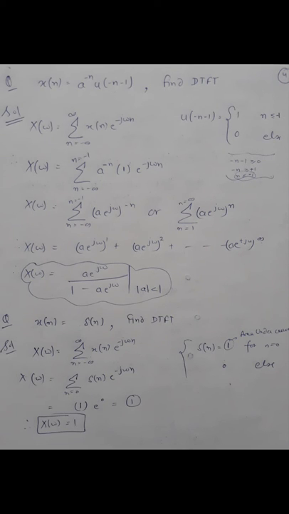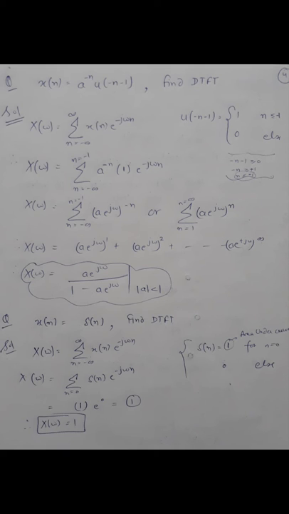Come on to the next question. x[n] is equal to a raised to power minus n u of minus n minus 1. Now u of minus n minus 1 is equal to 1 for n less than or equal to minus 1, that is minus infinity to minus 1. Put in the limits, a raised to power minus n into e raised to power minus j omega n.